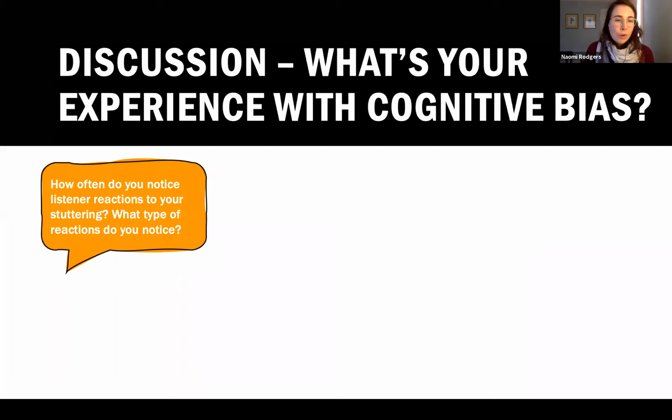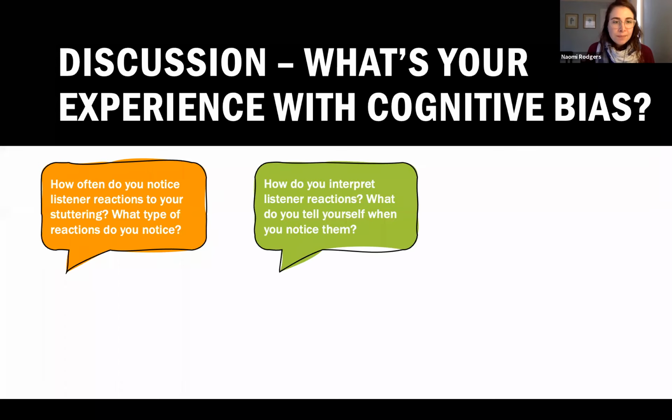How often do you notice listener reactions to your stuttering? And then what type of listener reactions do you notice? How do you interpret those listener reactions? What do you tell yourself when you notice them? So do we just stop after we have noticed a potentially negative listener reaction, or is there a narrative that we tell ourselves after we objectively notice that interaction? Okay, are we telling ourselves that the person must think that we're dumb, that we're incompetent, or any other narrative that we tell ourselves once we notice that listener reaction?